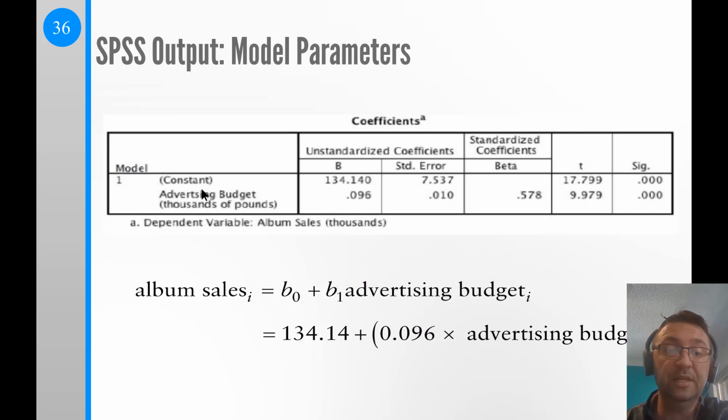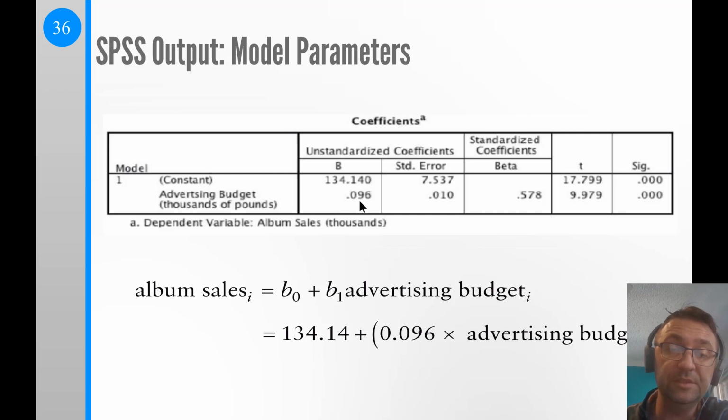So what does this say? This says the constant is 134, and these are in thousands, which means that when there's a zero advertising budget, I said it was 150, it turns out it's 134. When there is no advertising budget, these records still sell about 134,000 records.